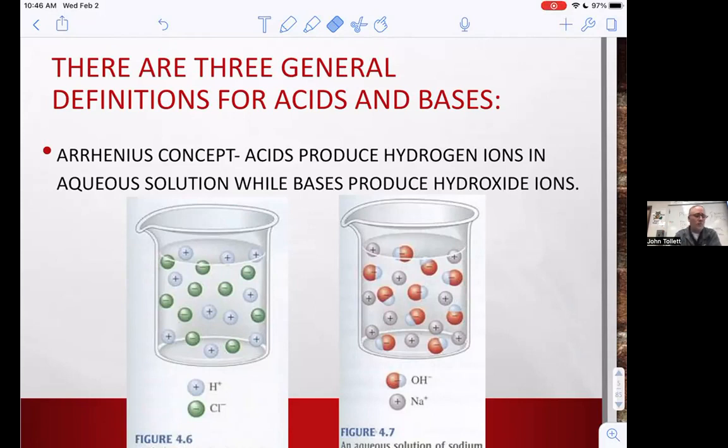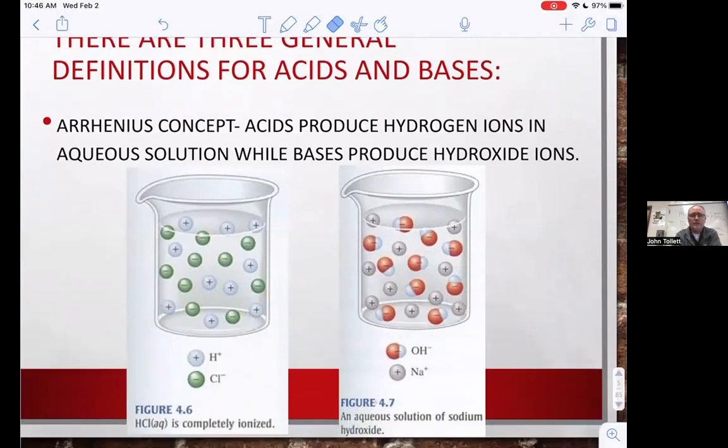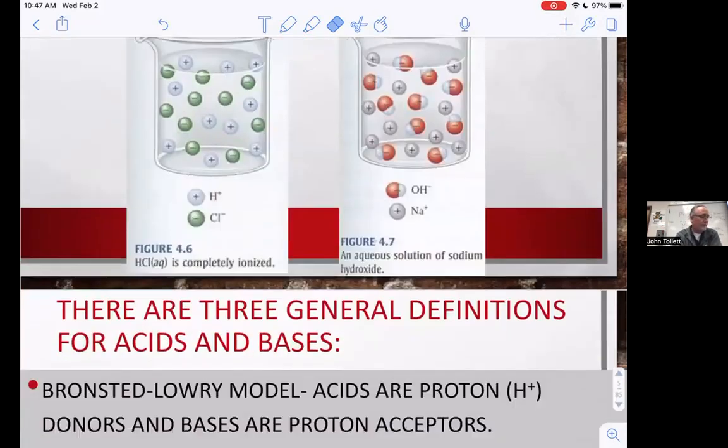HCl and NaOH here are great examples of this Arrhenius concept. Hydrochloric acid will give off H+, and NaOH will give off hydroxides. This doesn't tell you whether it's going to be strong or weak. This just simply tells you whether, yes or no, it's an acid or a base.